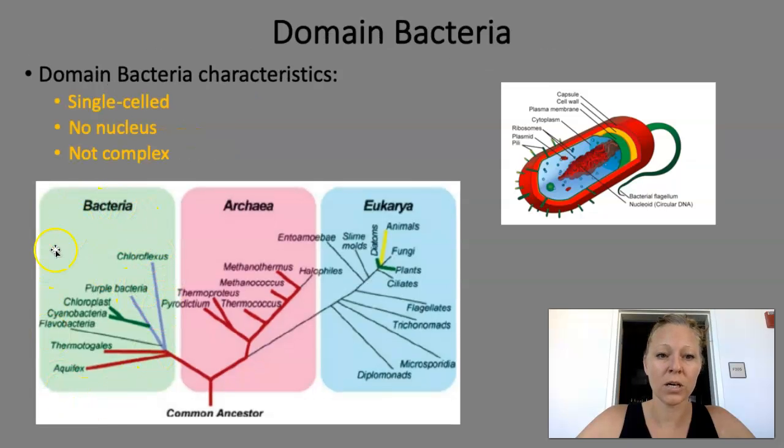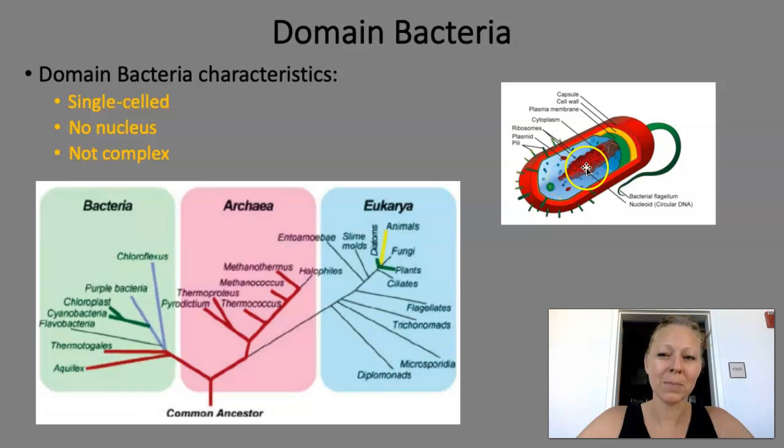Let's first start over here in domain Bacteria. These are not very complex life. These are single-celled organisms, so domain Prokarya, but we also call it domain Bacteria. They're kind of interchangeable. They're made of prokaryotic cells, so prokaryotes. Prokaryotes are single-celled, not complex, and they lack a nucleus. If we look at this cell here, there is definitely DNA, but it's not separated in a compartment called a nucleus.